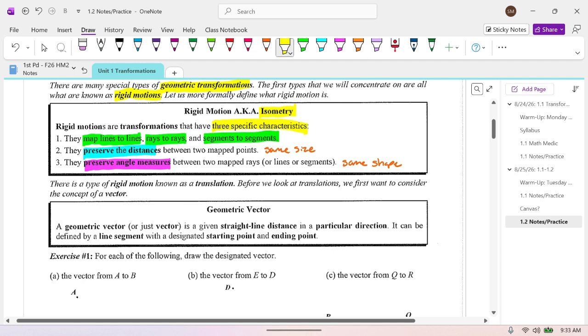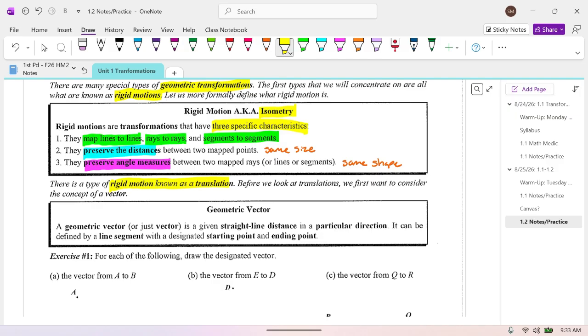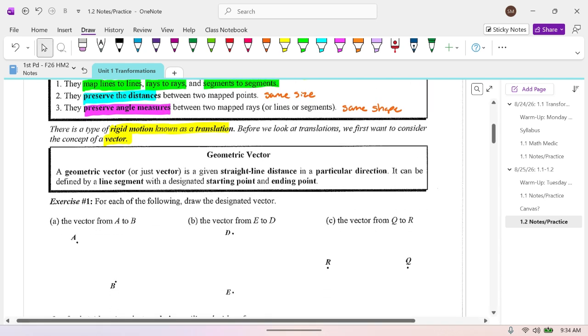Now, before we actually talk about translations, we have to consider the concept of a vector. Vectors you see a lot in physics or more advanced calculus, but we do see them a little bit in geometric transformations, at least the easier versions of them. You're not doing anything funky with it, like I had to do in calculus when I was in college. But vectors are technically a physics thing.